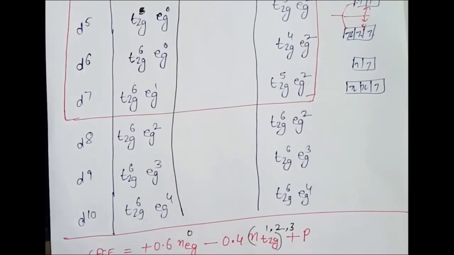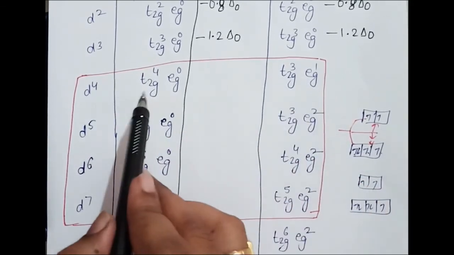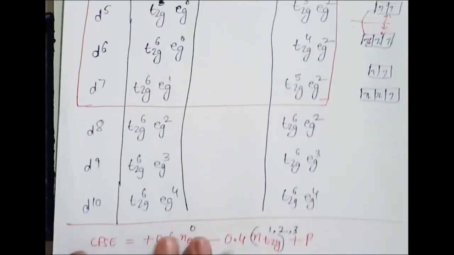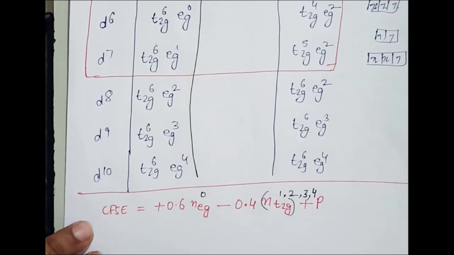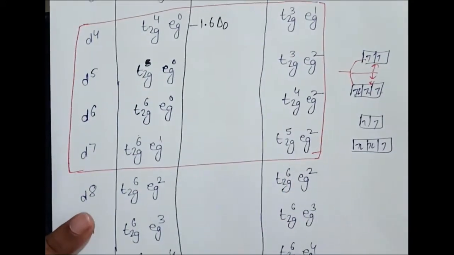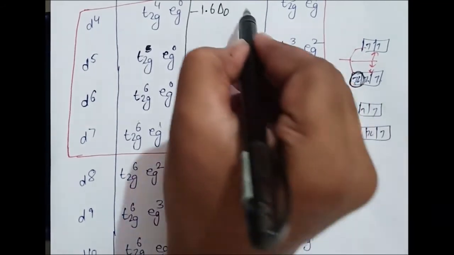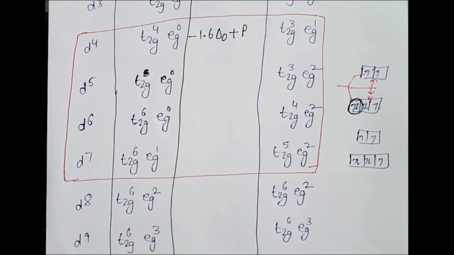Now the difference will come. D4, here strong ligand and weak ligand difference is there. For the strong ligand, it is T2G4, which means Eg0 and in the T2G you have to put 4. So 4 into minus 0.4 is minus 1.6 del O, and one electron is paired. T2G4 means one electron will be paired. That's why I will put plus P. The P value will be given in the question, so don't worry about it.